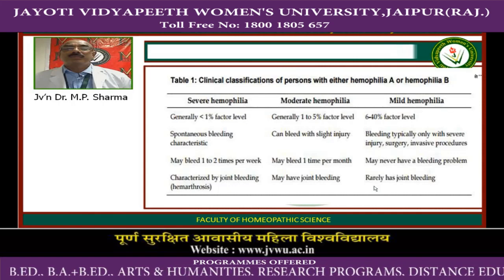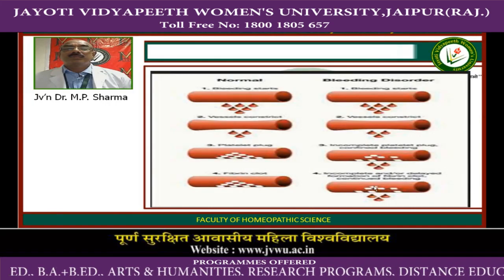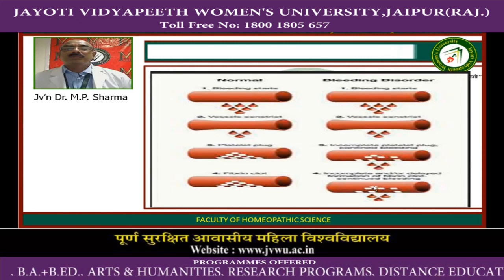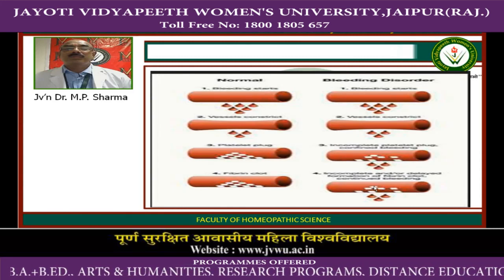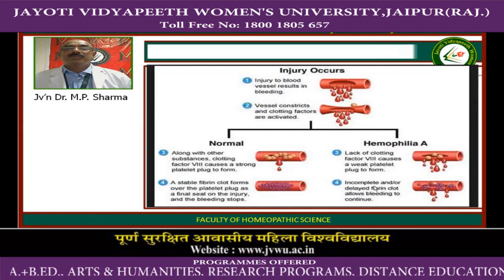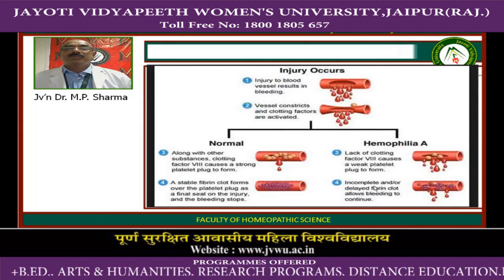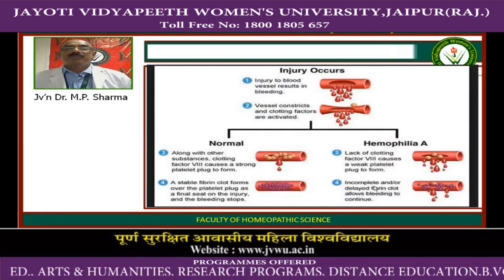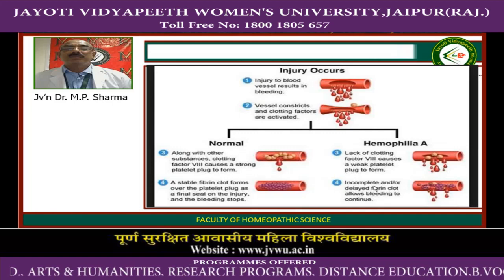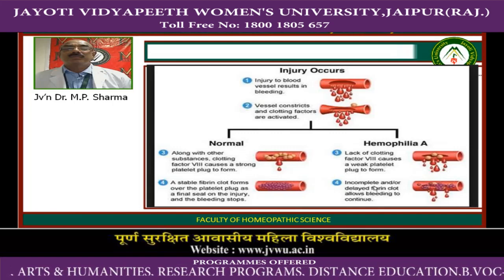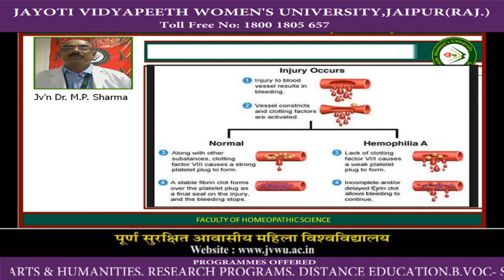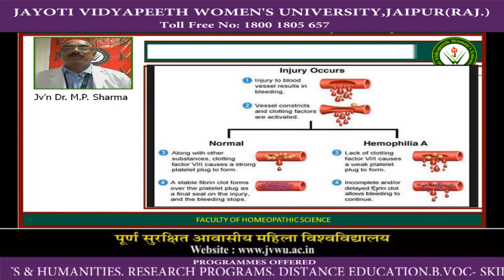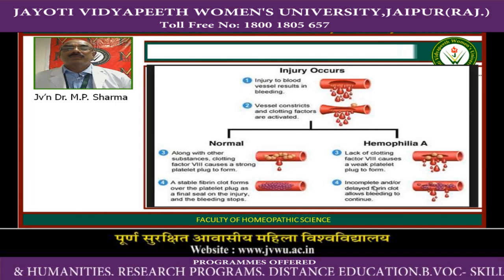It can be shown by this chart, you can see, and these are the pictures showing normal and bleeding disorder. Injury occurs. Injury to blood vessels results in bleeding. The vessel constricts and clotting factors are activated. In the normal case, along with other substances, clotting factors cause a strong platelet plug to form, whereas in hemophilia A, lack of clotting factor 8 causes a weak platelet plug to form.